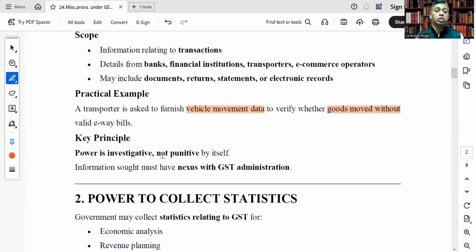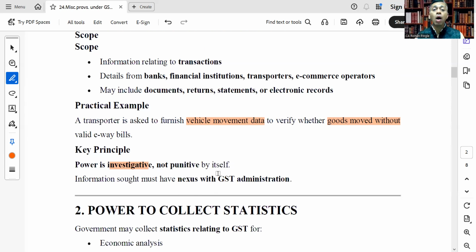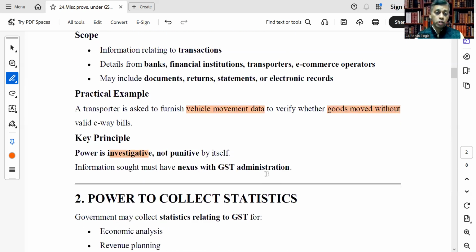So what is the key principle? The power is investigative and not punitive by itself. It is an investigative power. Information sought must have a nexus with GST administration. So that is all about power to call for information.